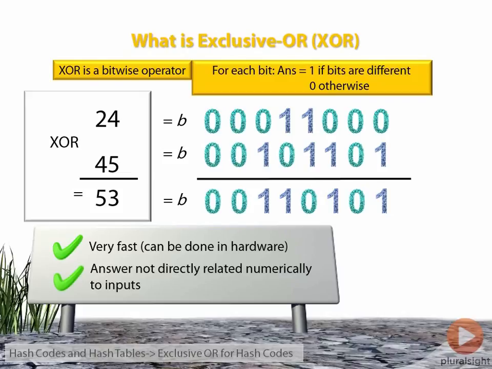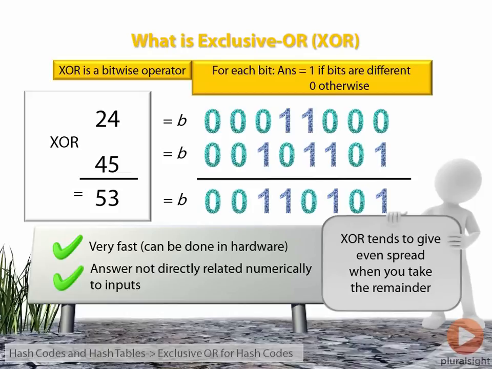Because exclusive OR tends to give you an answer that's not numerically directly related to the inputs, that means that as far as taking the remainder is concerned, it has a similar effect to if you just pseudo-randomize the inputs, and that means it will tend to make sure you get an even spread over remainder values, which means it'll probably distribute values nicely in buckets in a hash table.